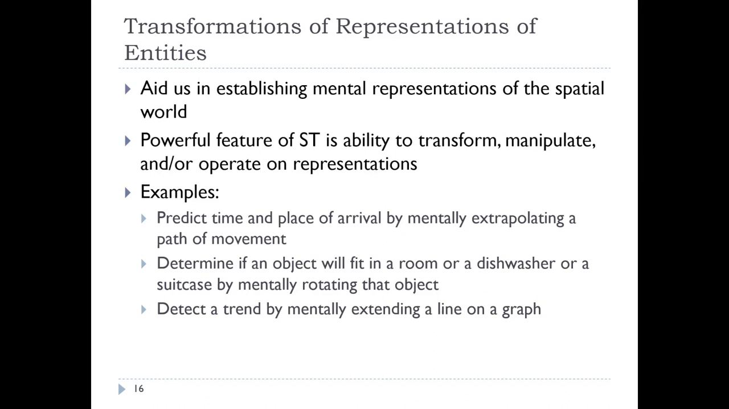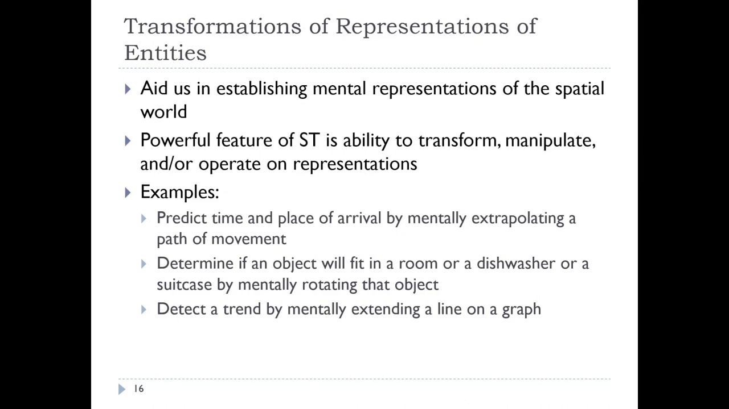Okay, and so again, here are some examples. To predict the time and place of arrival by mentally extrapolating a path of movement. For some reason, I'm really good at this. You know, I will call my wife and I'll say, okay, I'm flying in from California. I fly into Boston. I have to drive up to New Hampshire. And I say, okay, I'll be home at 9 o'clock. And pretty much, plus or minus probably 10 minutes, I am. Now, obviously, sometimes something happens, a huge accident or traffic jam or some situation. But those are cool things to be able to do.